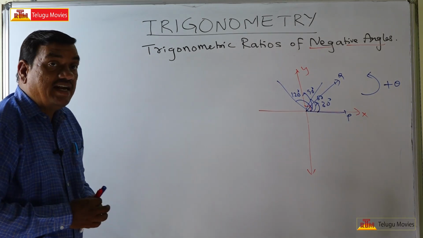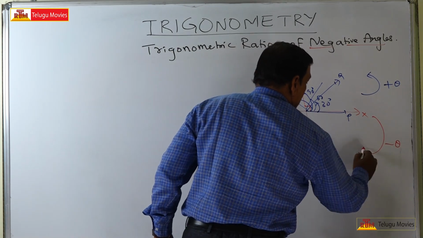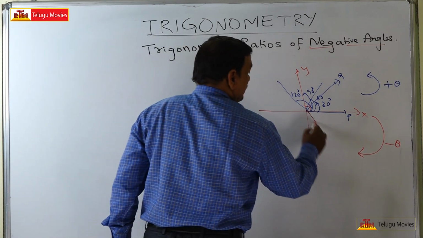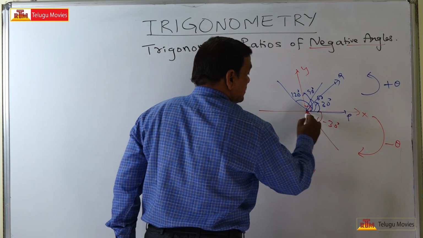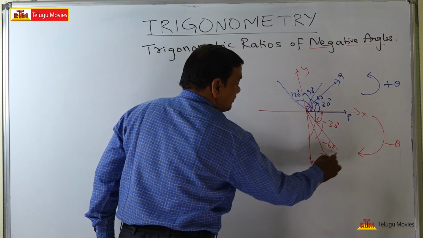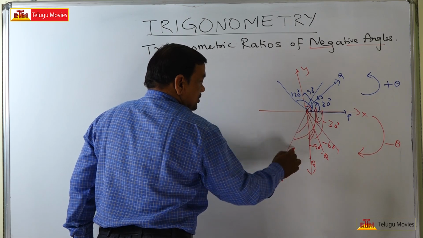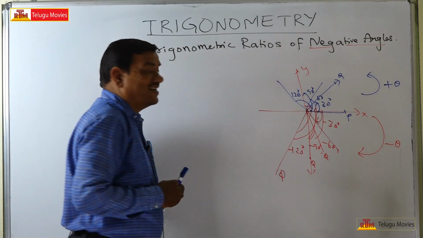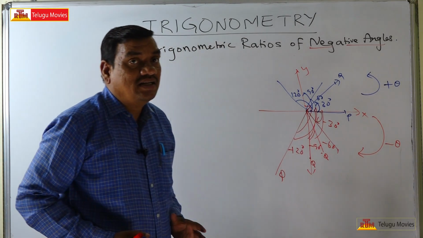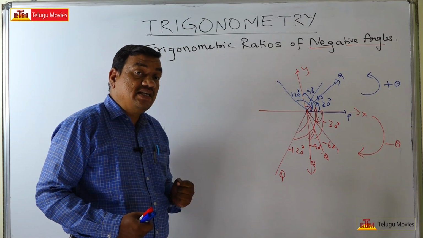If the terminal side rotates in the clockwise direction, this way, the angle formed is called a negative angle. So if it comes here, this is minus 30 degrees. This is minus 60 degrees. And if the terminal side is here, this is minus 90 degrees. If it comes here, this is 130 degrees, of course minus. The minus sign indicates that the terminal side is rotating in the clockwise direction and the angle measured is negative.